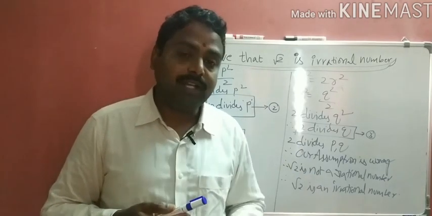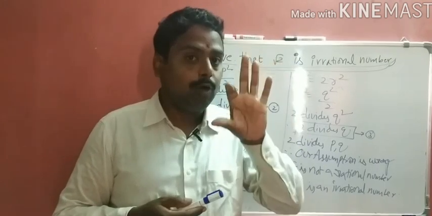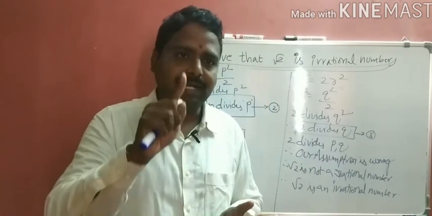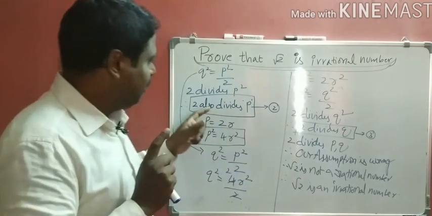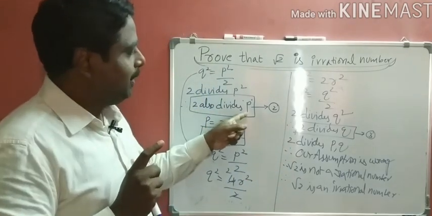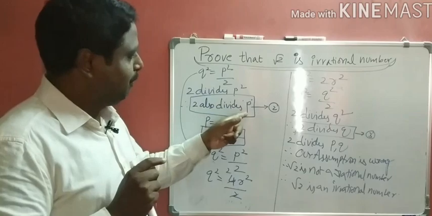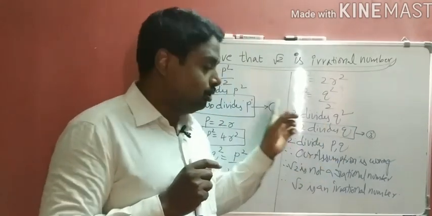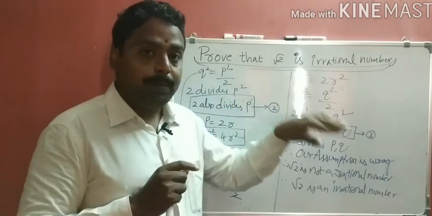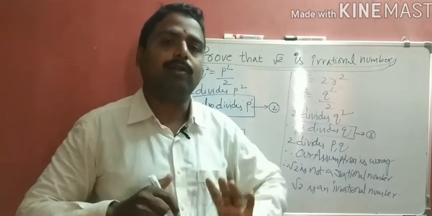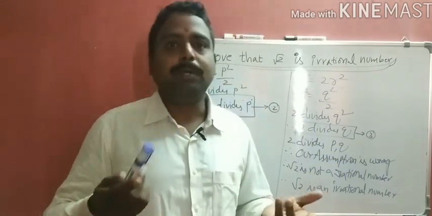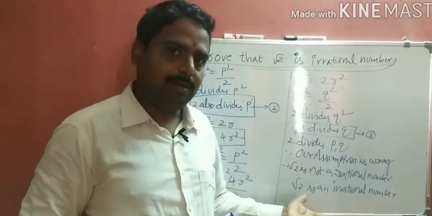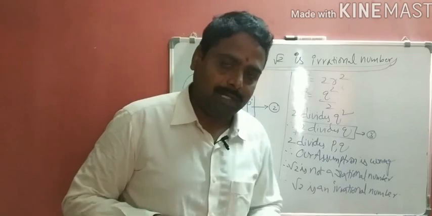By the condition of rational numbers, P and Q should be co-primes. Co-primes means for both P and Q, only one is the common factor. But here we got 2 is a factor for P. 2 divides P means 2 is a factor for P. 2 divides Q means 2 is a factor for Q. So 2 is a factor for both P and Q other than 1. So P and Q are not co-primes. So P by Q is not a rational number, which means root 2 is not a rational number. Not a rational number means irrational number.